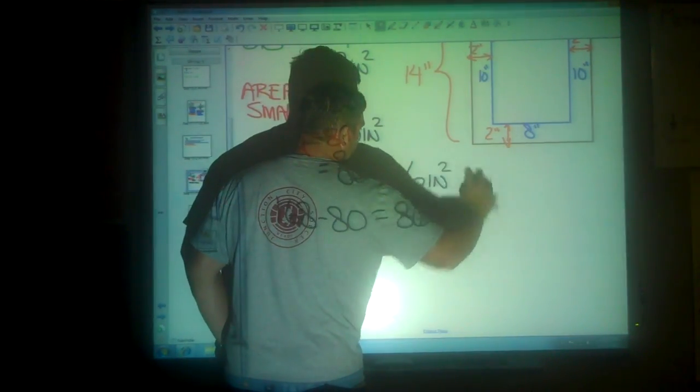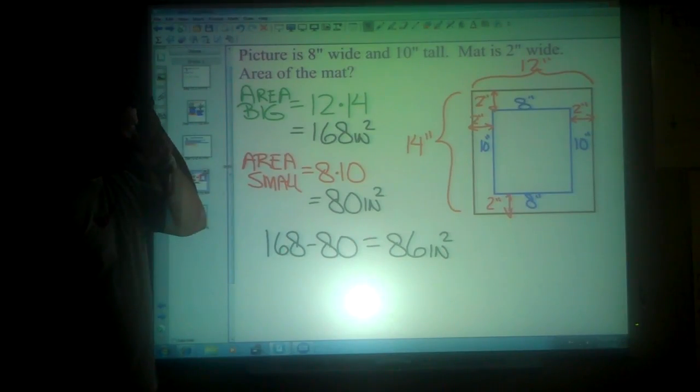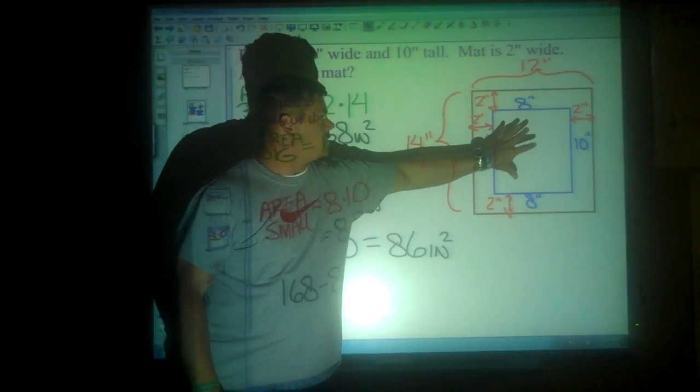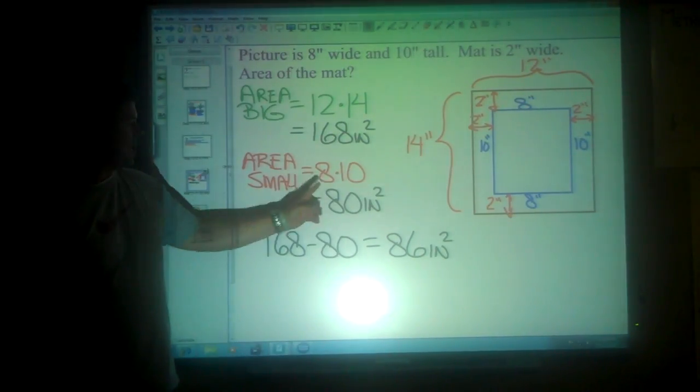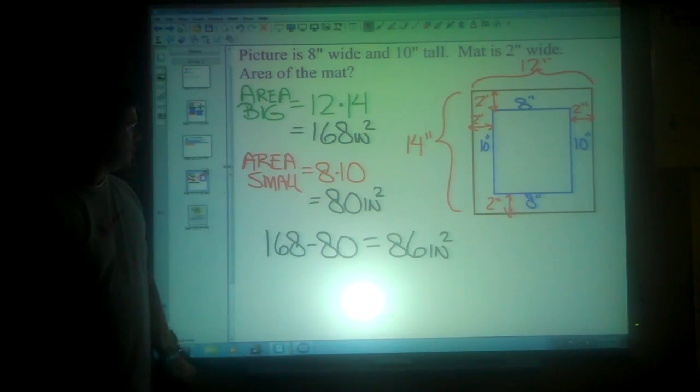86 inches squared. It's kind of crazy to think about it, but there's actually more area in matting than there is in the actual picture. There's 80 square inches of picture. There's 86 square inches of matting.